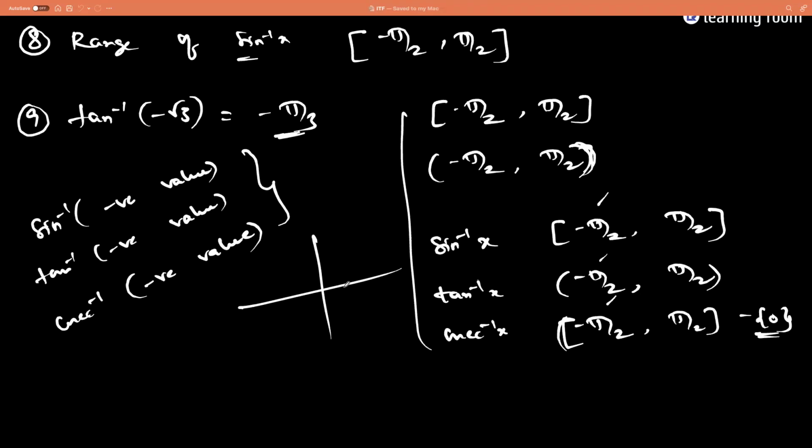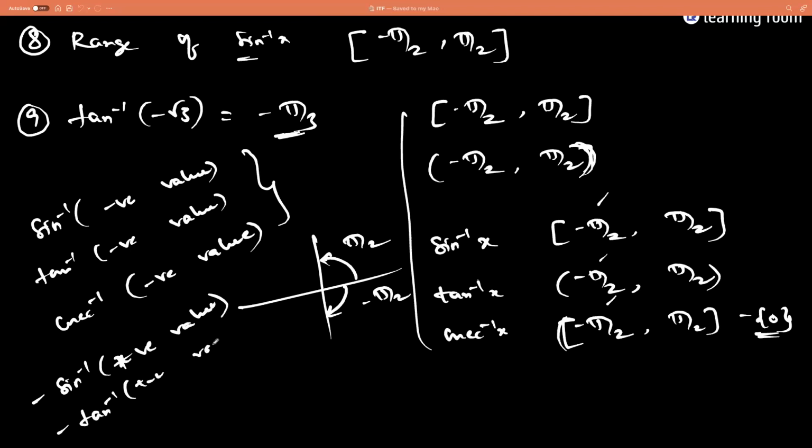Where are the angles confined to? This is minus pi by 2. This is plus pi by 2. I hope everybody knows what is the meaning of the negative sign in mathematics. It is clockwise rotation. So when you have something like this, just take the minus sign outside and find the sine inverse of the positive value. Find the negative, take the tan inverse of the positive value. Take the negative sign outside and find the cosecant inverse of the positive value.